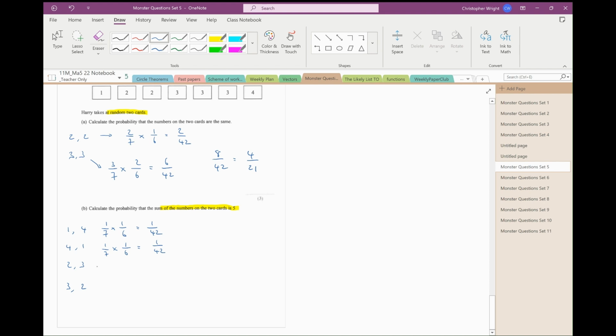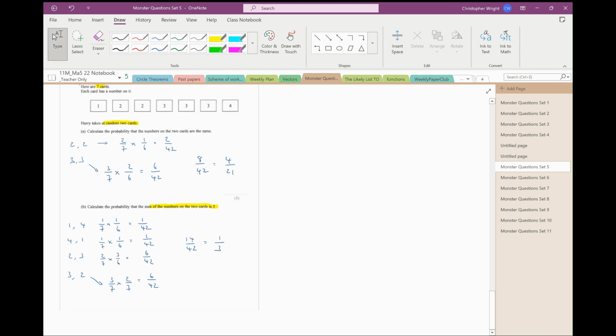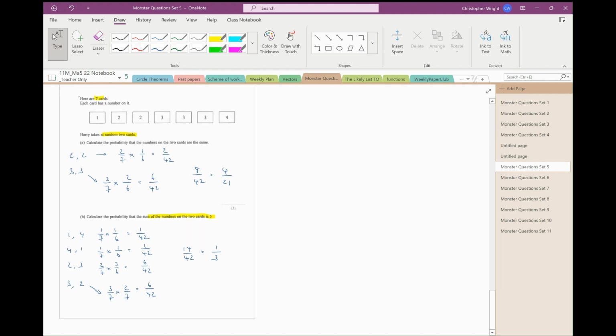The probability of getting a 2 is 2 out of 7, followed by a 3. 1, 2, 3 threes out of those 6. So that's going to give 6/42. So the probability of getting a 3 is 3 out of 7, followed by the probability of getting a 2, which is 2 out of 7, which is another 6 over 42. So altogether I've got 12, 13, 14 out of 42, which is 1/3, is it not? So the probability of the sum of the numbers on the two cards being 5 is 1/3.